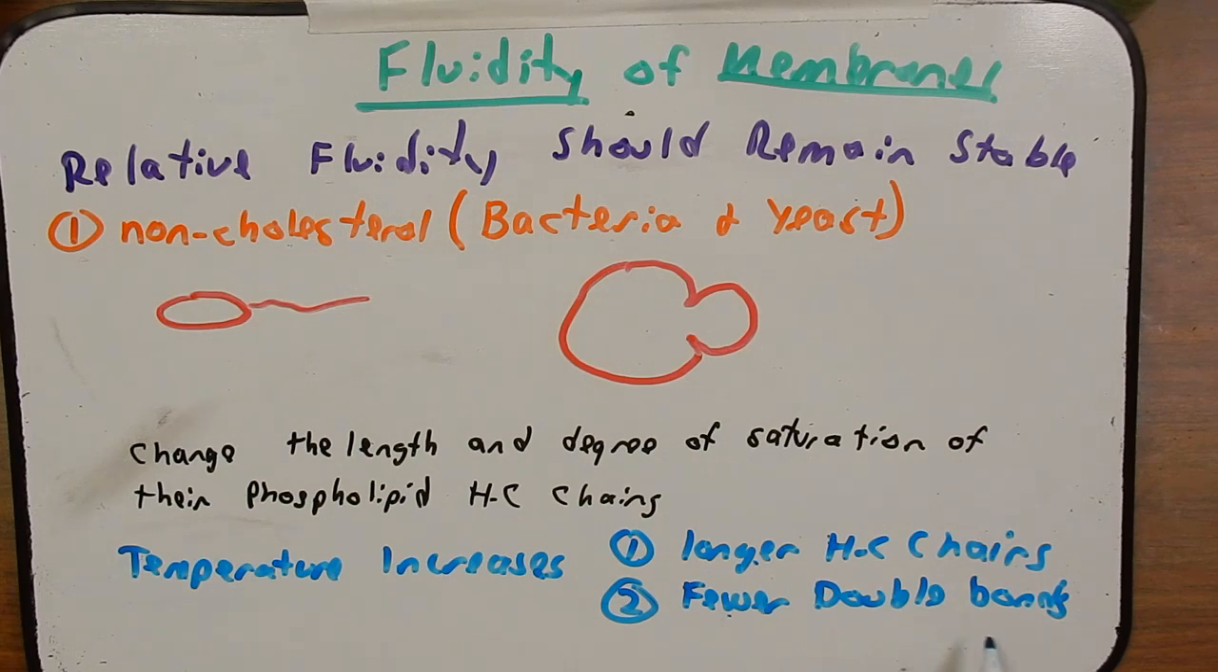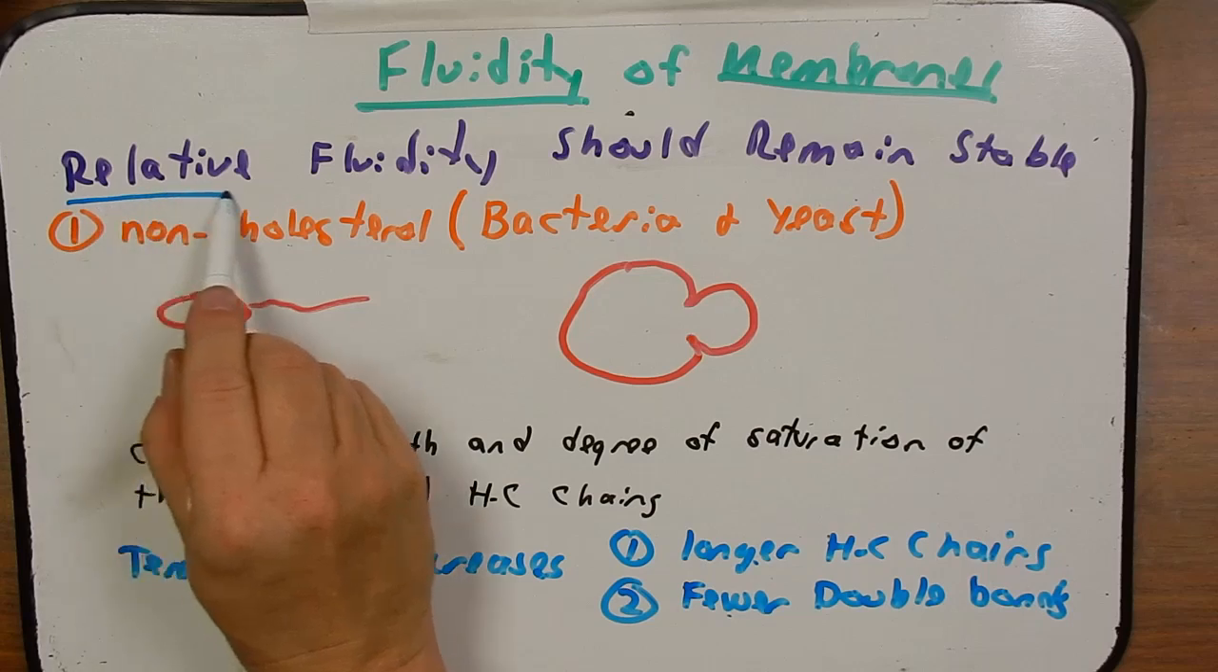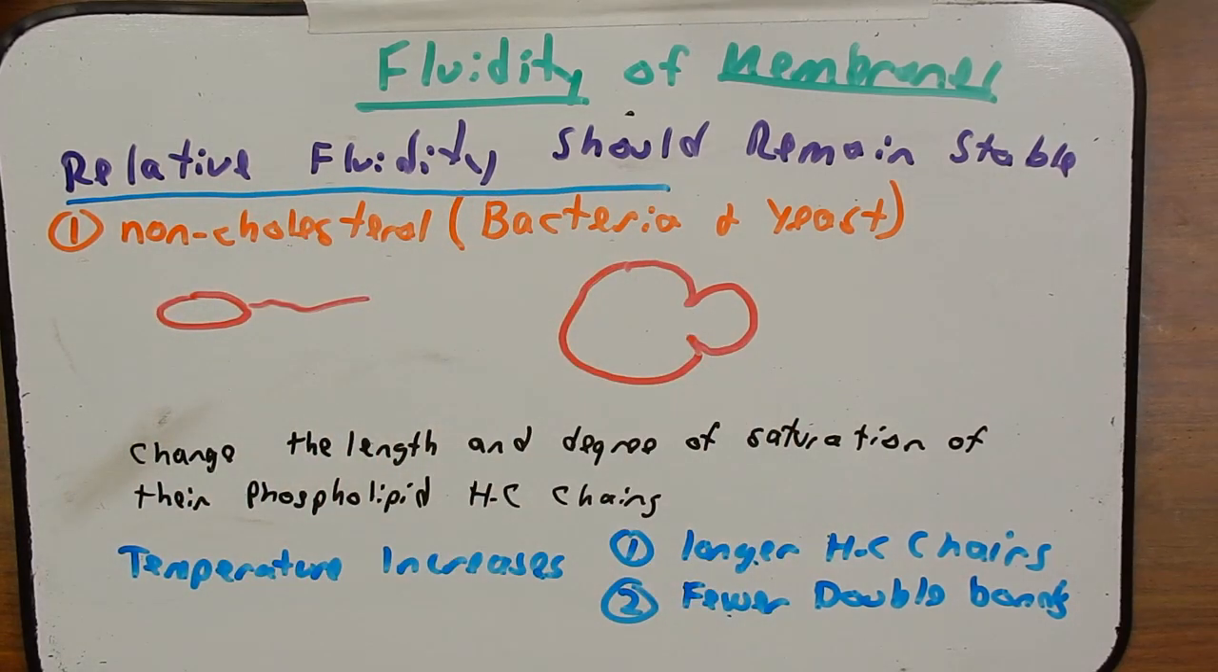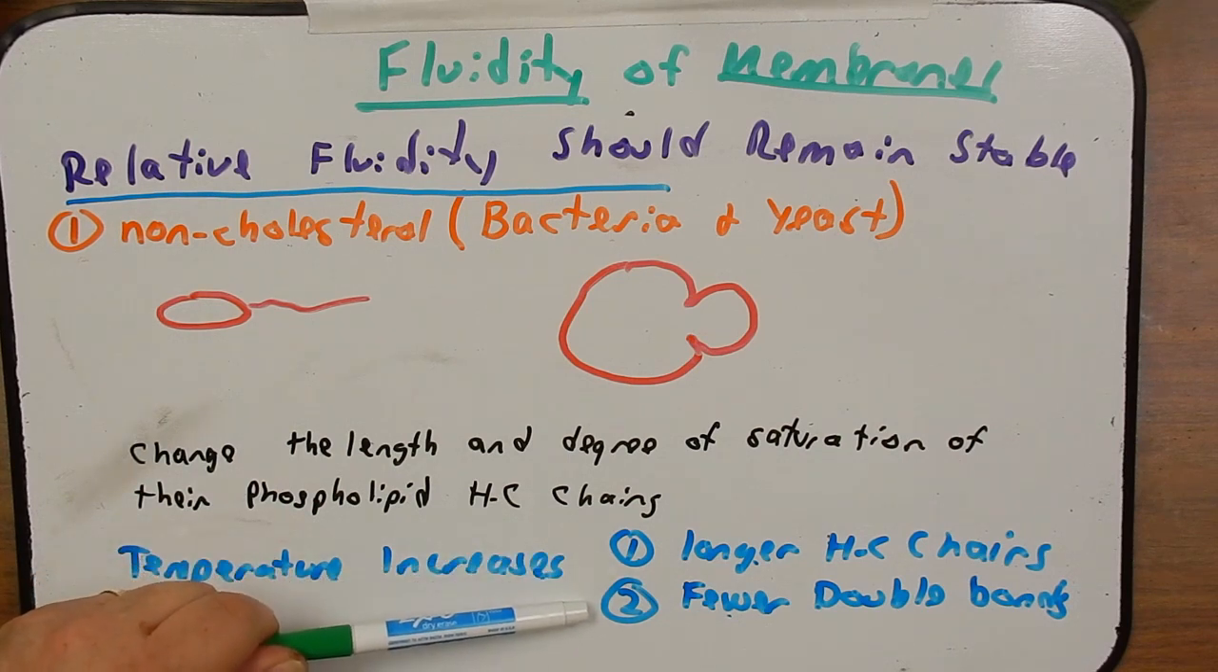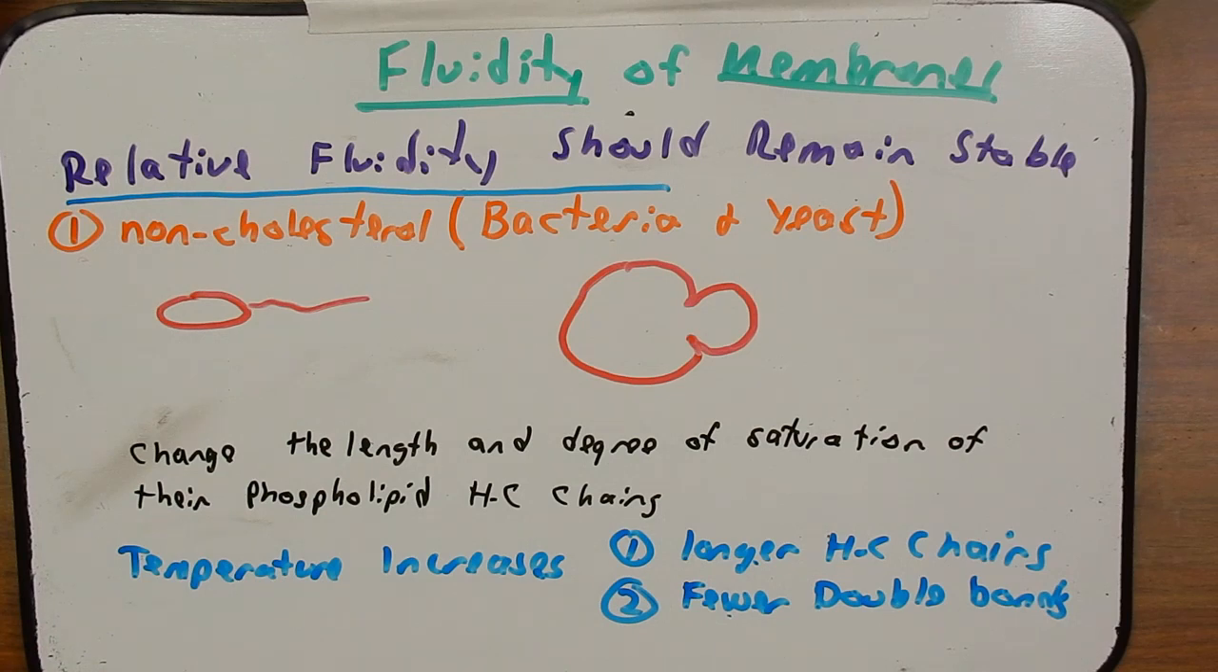Likewise, fewer double bonds allows those hydrocarbon chains to stack up on each other with a little more ease and thereby decreasing membrane fluidity. Temperature increases the fluidity, these changes decrease membrane fluidity with the overall goal of maintaining this relative fluidity. And the reverse would also be true. If you decrease temperatures, bacteria and yeast, they would have shorter side chains and more double bonds in an effort to increase the fluidity to, again, maintain this relative balance.